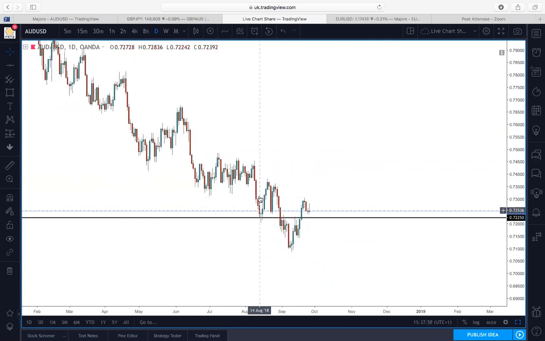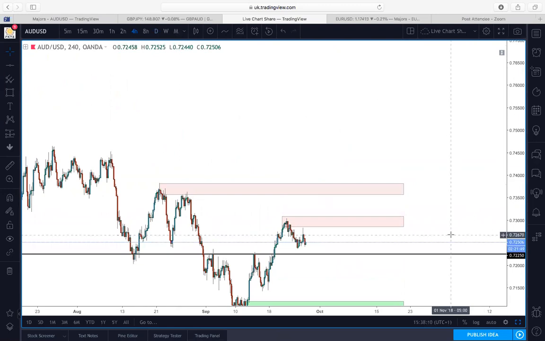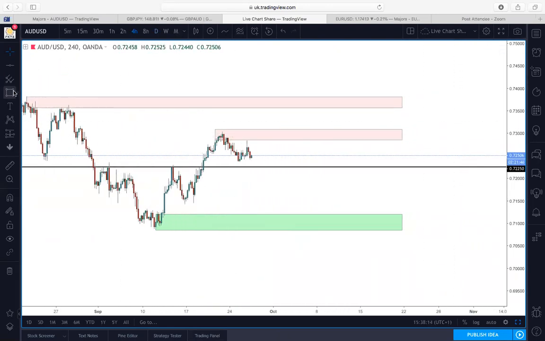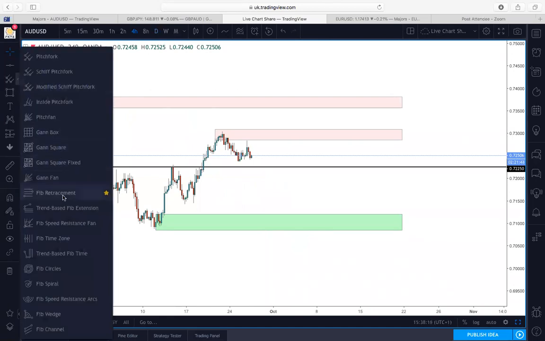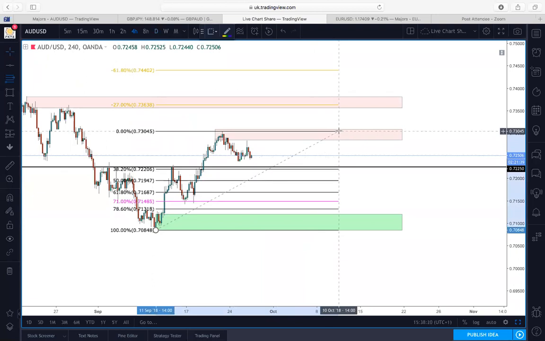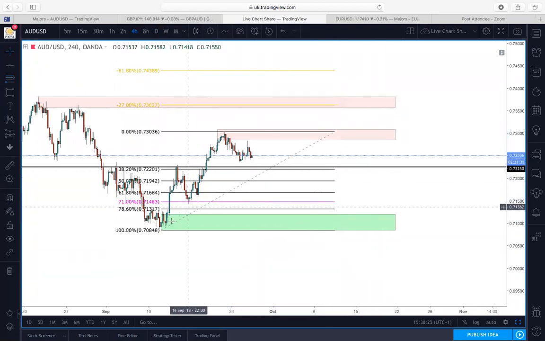We are currently forming an upside down head and shoulders. I'm looking for the second shoulder to be formed at 0.7225. If it breaches that, then I'll essentially be looking for a bounce off a Fibonacci level, which I'll draw in now. So if we just get a simple Fibonacci, connect it from here to here, we can see that where we previously bounced, we previously bounced off here.